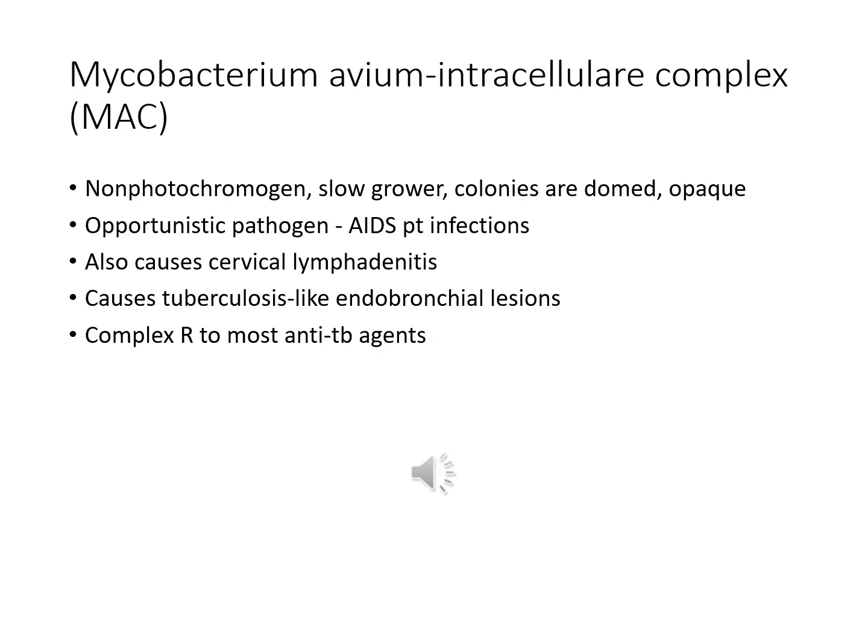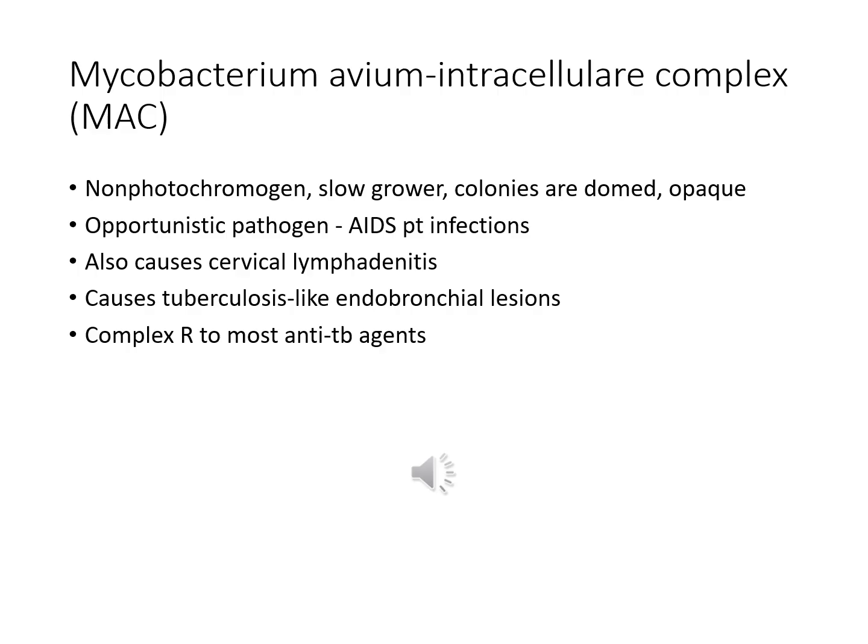Mycobacterium avium intracellulare complex is difficult to separate avium from intracellulare, so that's why they put it together as a complex. It's a non-photochromogen, so there is no pigment in the light or the dark. It is a slow grower, so again, it takes more than 7 days to grow. Colonies are domed and opaque looking.